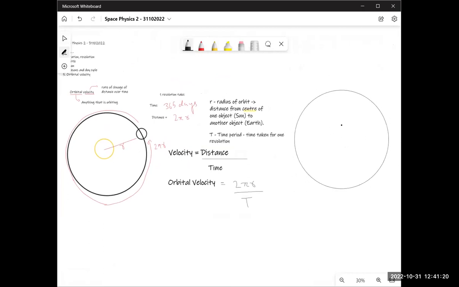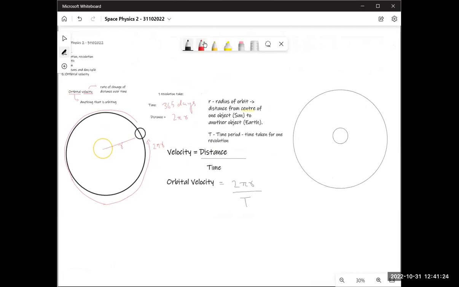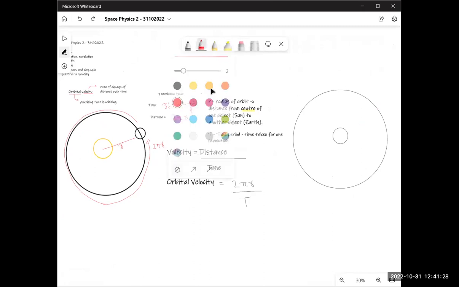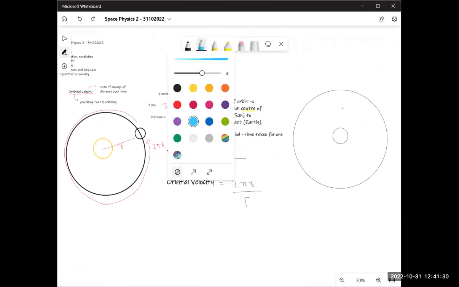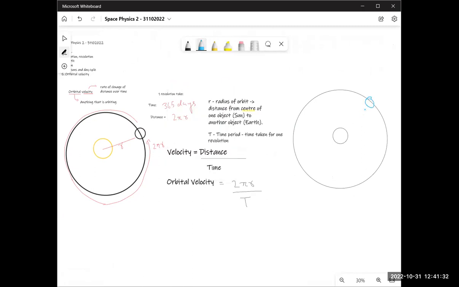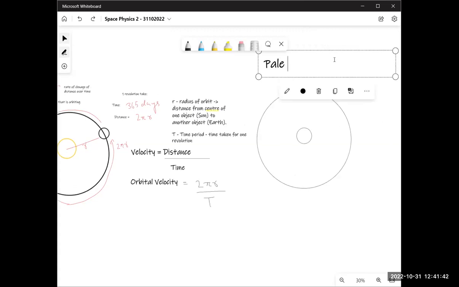So this is the orbit we have. Now inside the orbit we have the sun, and we also have the Earth right here. Let's make Earth blue, because Earth actually looks blue in space. Quite blue. Earth is also called the pale blue dot. Another name for Earth is the pale blue dot or the blue marble.